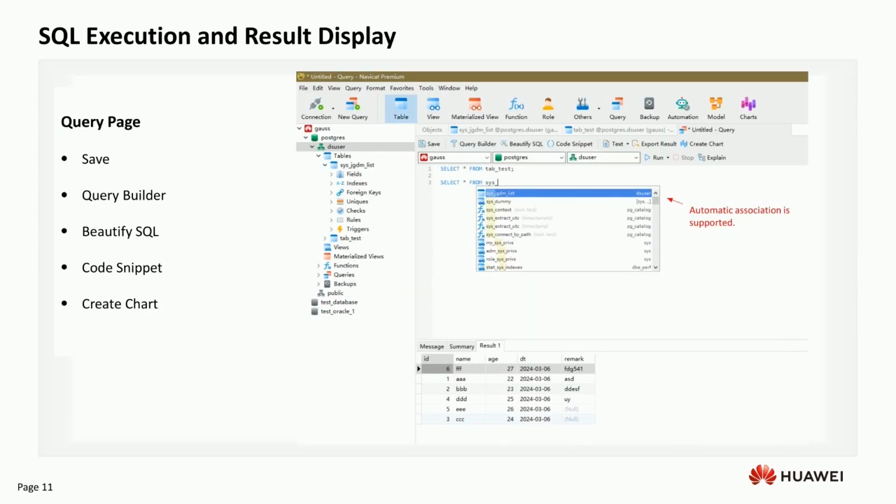On the Circle execution page, you can right-click a database or schema object to open a new query. On the query page, you can set connections to a database or schema and compile Circle statements. The query page supports automatic association and circle beautification.